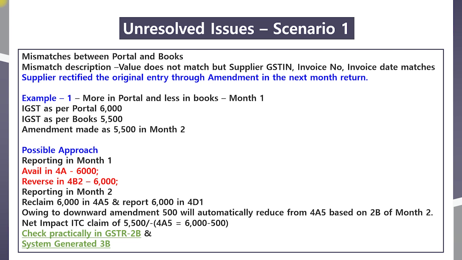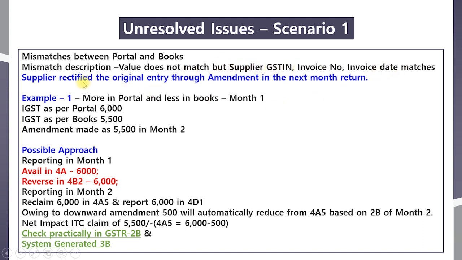Broadly, whatever has been covered in the circular, we took as practical illustrations to understand it. But there are so many practical scenarios which are not covered. Let us say there is a mismatch between the portal and books of accounts. Now, 2 examples we will take. What is this mismatch description? The value doesn't match, but the supplier GSTN, invoice number, invoice date, everything else match.